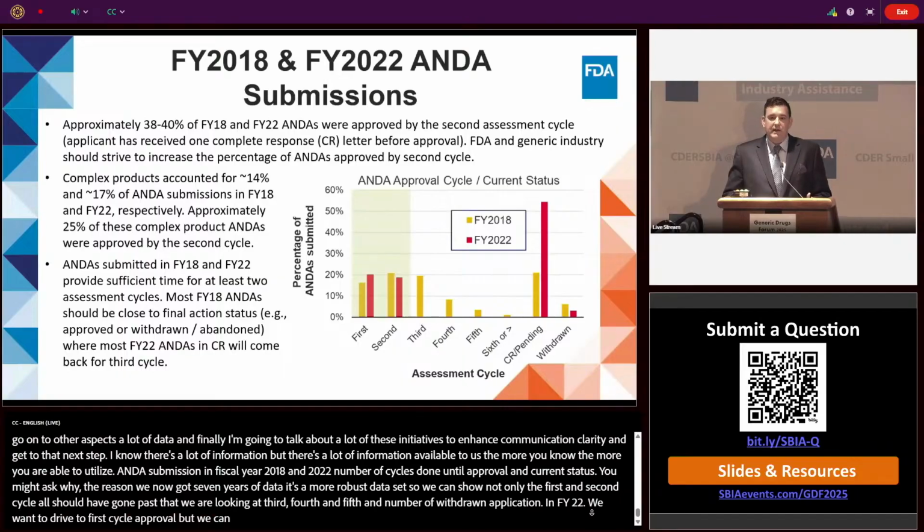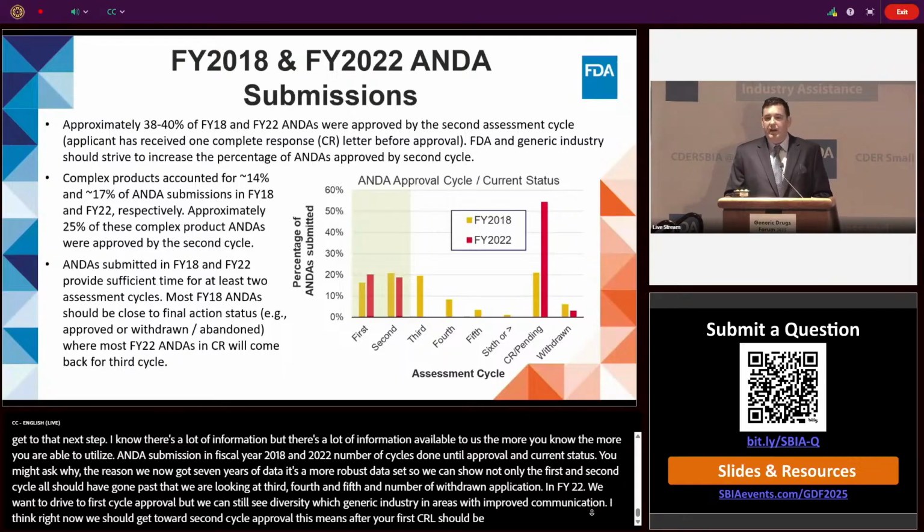So right now, as a striving, desired goal, we should always get towards second cycle approval. This means that after your first CRL, that CRL should be clear. You should be able to address that CRL and get back to the next cycle and approval. Right now, we're getting approximately 40% of ANDAs at second cycle approval. That leaves an extra 60% of ANDAs that have to go through multiple cycles or get withdrawn, which are areas we can potentially work on.